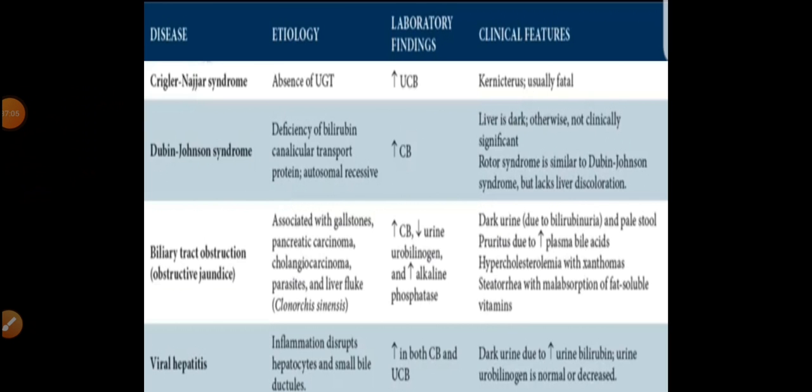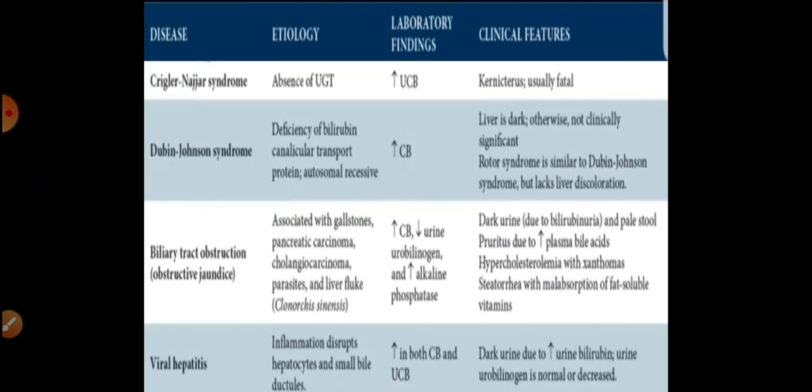Then coming to Crigler-Najjar syndrome. There are two variants, Crigler-Najjar syndrome type 1 and type 2. In type 1, there is a complete absence of uridine glucuronide transferase activity, and there will be an increase in the concentration of unconjugated bilirubin. It is very fatal, and the child usually dies within 1.5 years after birth.